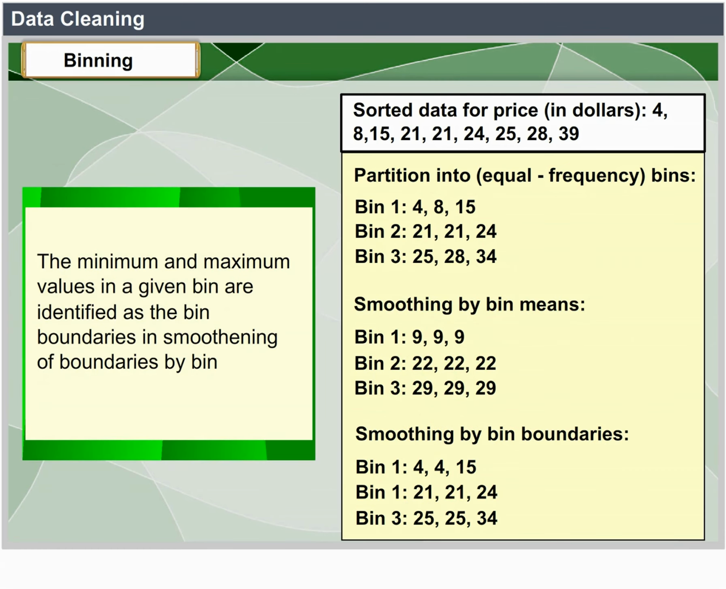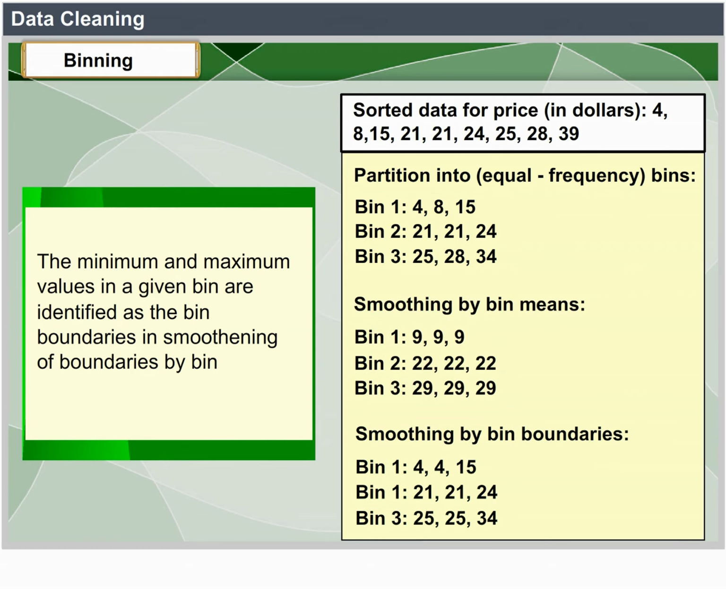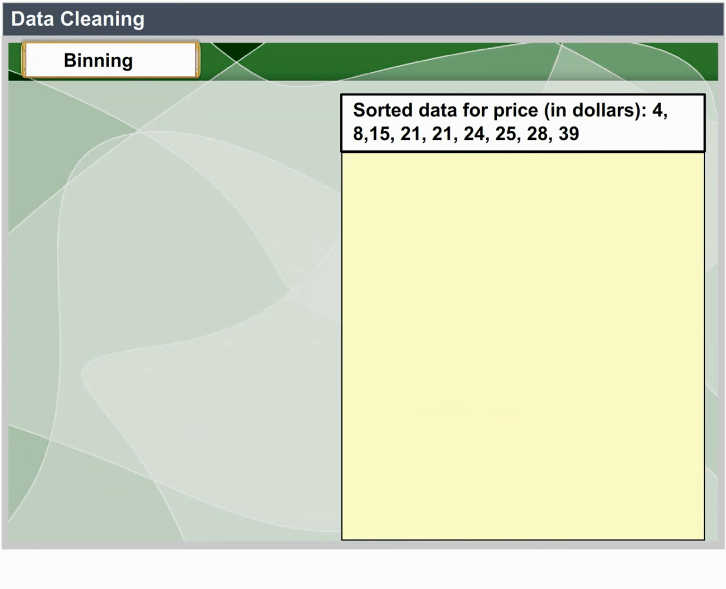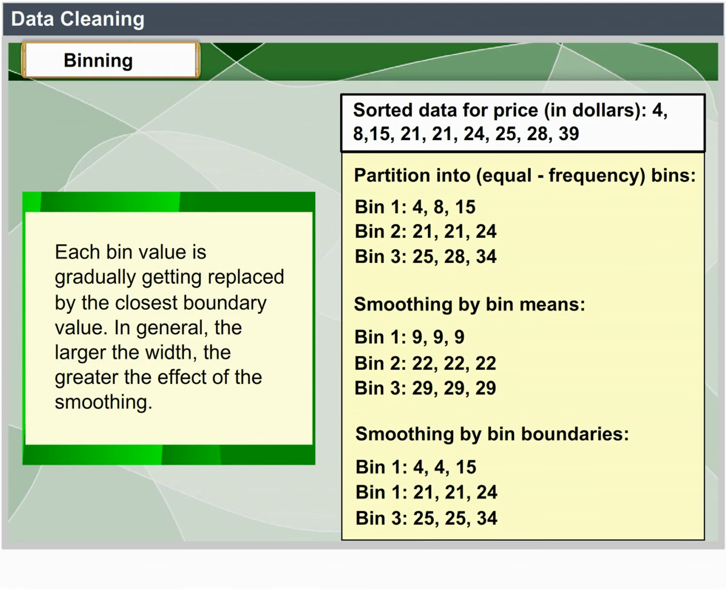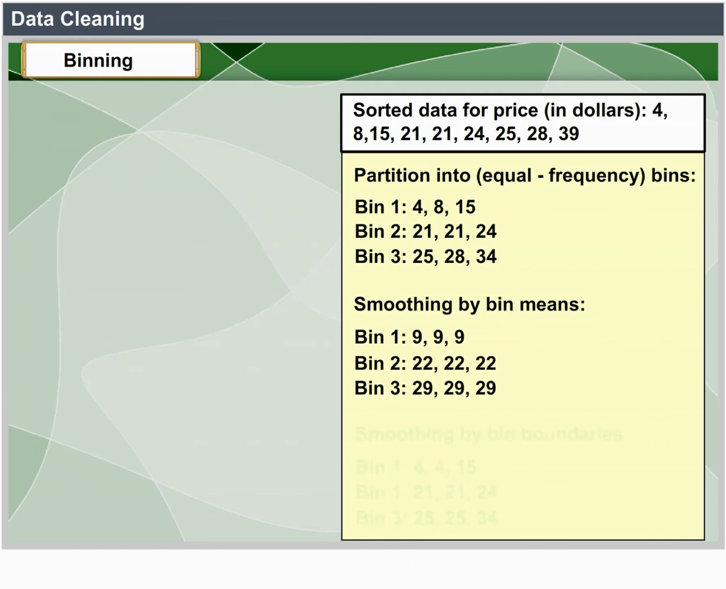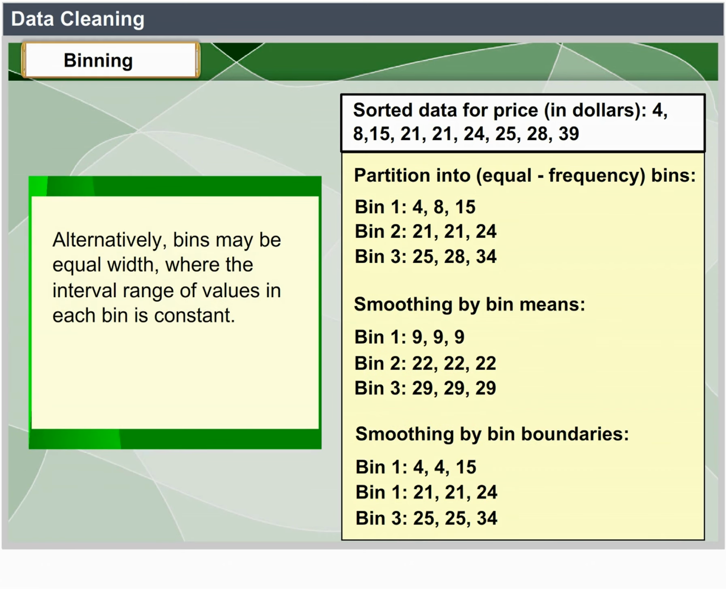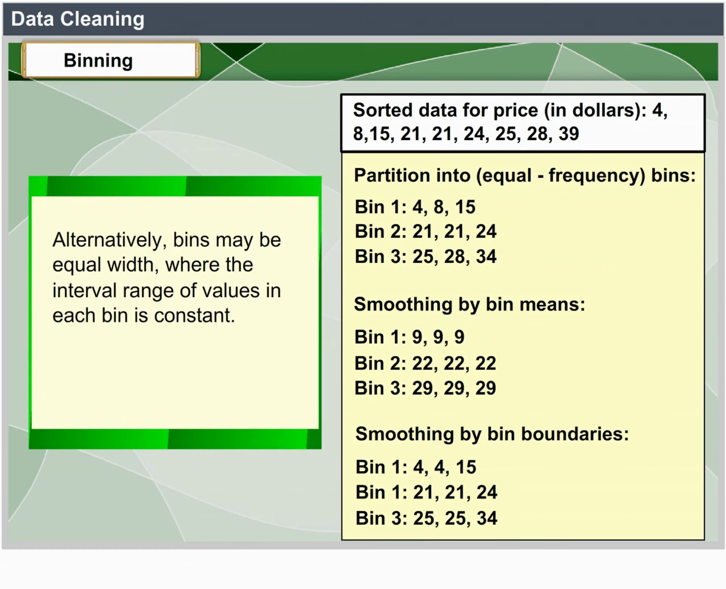In smoothing by bin boundaries, the minimum and maximum values in a given bin are identified as the bin boundaries. Each bin value is then replaced by the closest boundary value. In general, the larger the width, the greater the effect of the smoothing. Alternatively, bins may be equal width, where the interval range of values in each bin is constant.